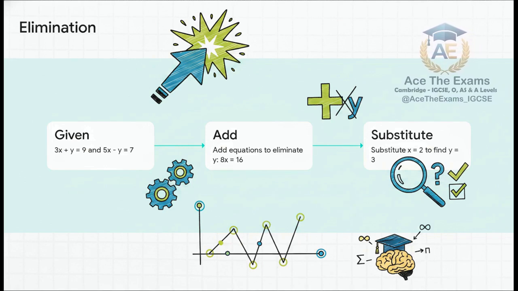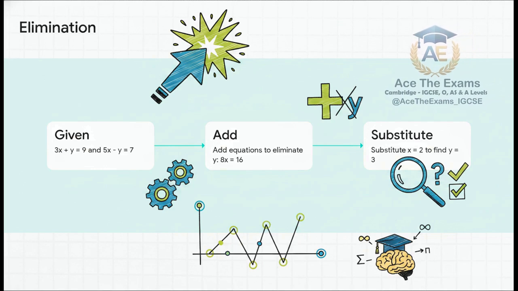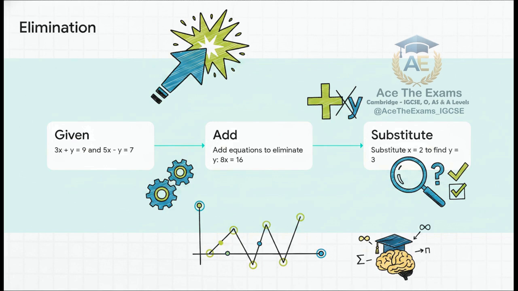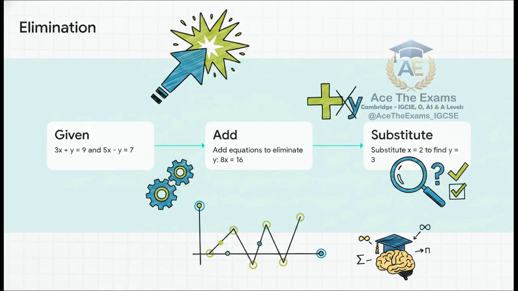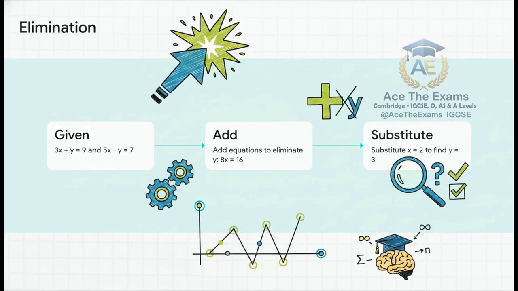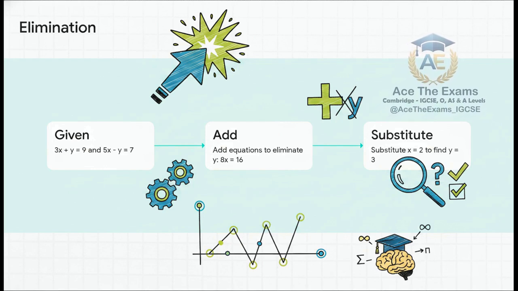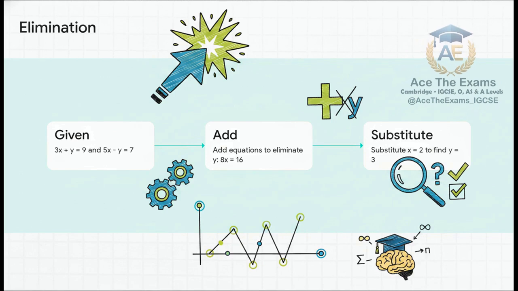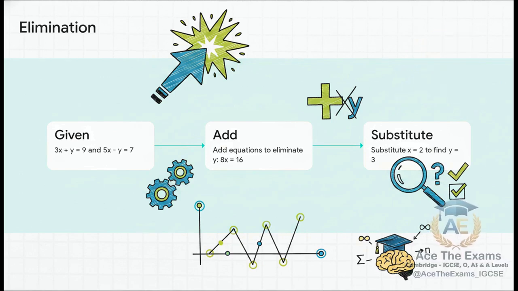They are perfectly mirrored. So if we draw a line and add these two equations vertically together, 3x plus 5x gives us 8x. The plus y and minus y, they cancel each other out completely. They equal 0. Poof, gone. And 9 plus 7 gives us 16. Suddenly, this complex simultaneous system completely collapses into a wonderfully simple linear equation. 8x equals 16. Divide by 8 and x equals 2.